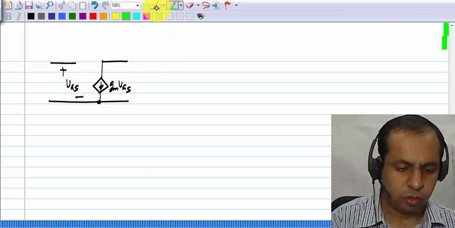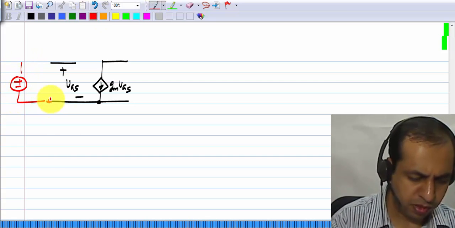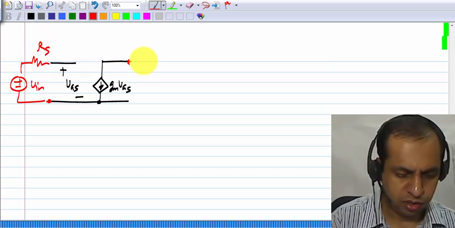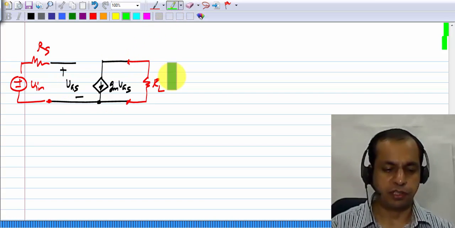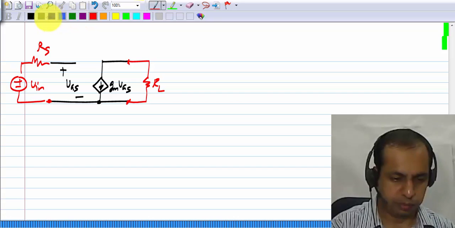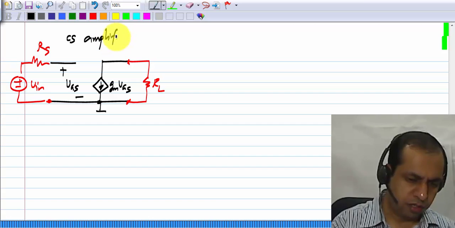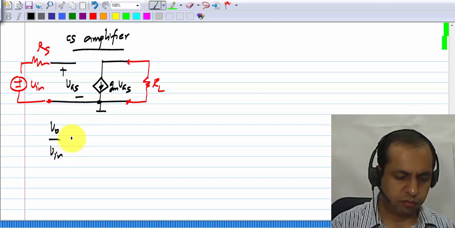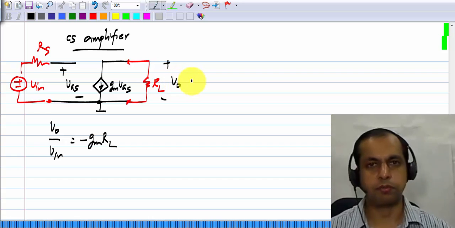Okay. In a common source amplifier, what we do is simply connect a signal source to one side, and a load to the other side. And of course, there can be extra components because of the way we choose to bias the transistor. But this is the basic common source amplifier. And this gives a gain which is minus GM RL. This is the output voltage.